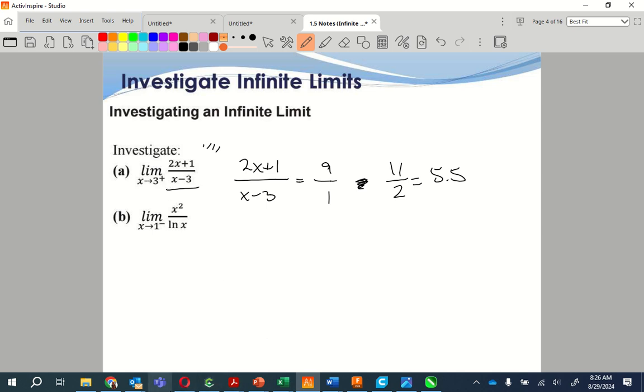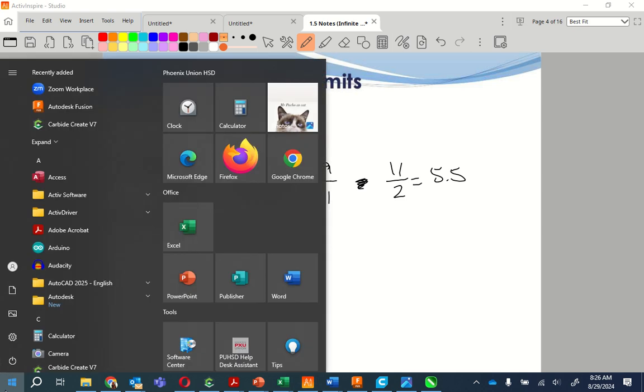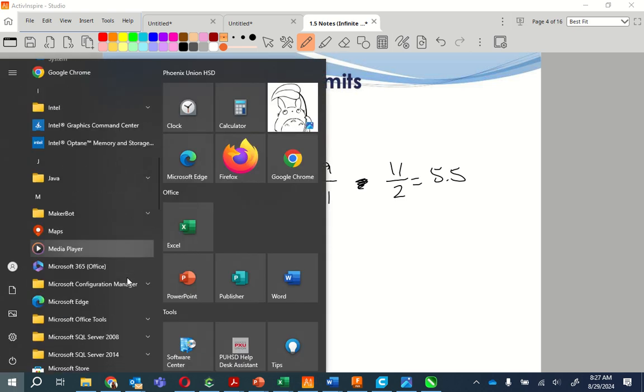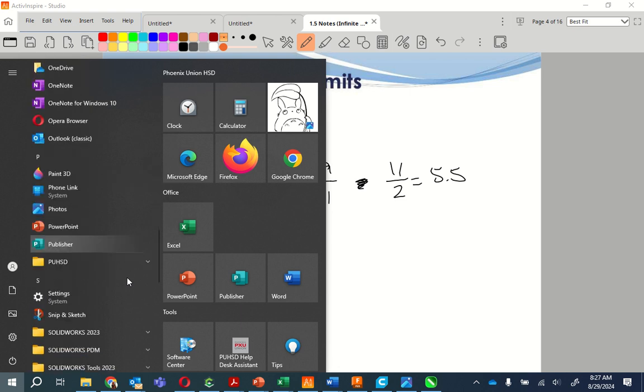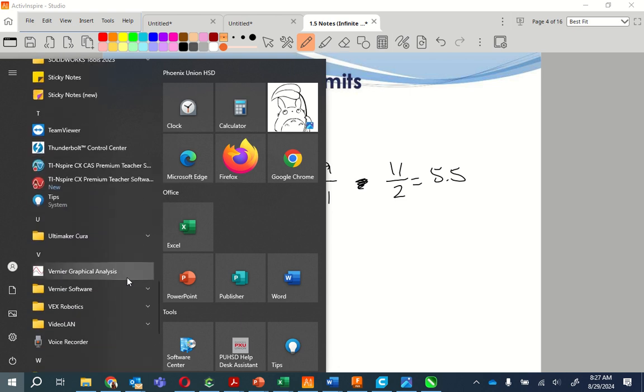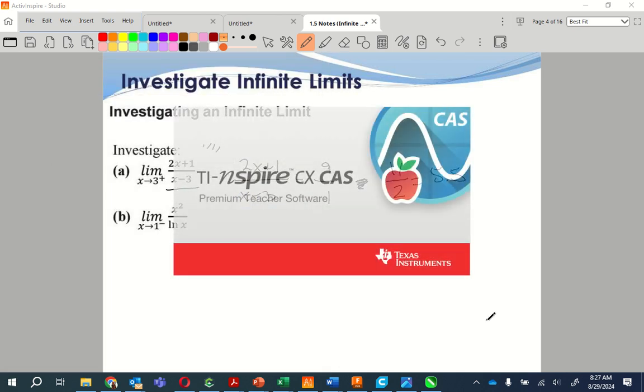And my calculator is, I don't know. I normally have this book in my toolbar, but I'm not a smart man.